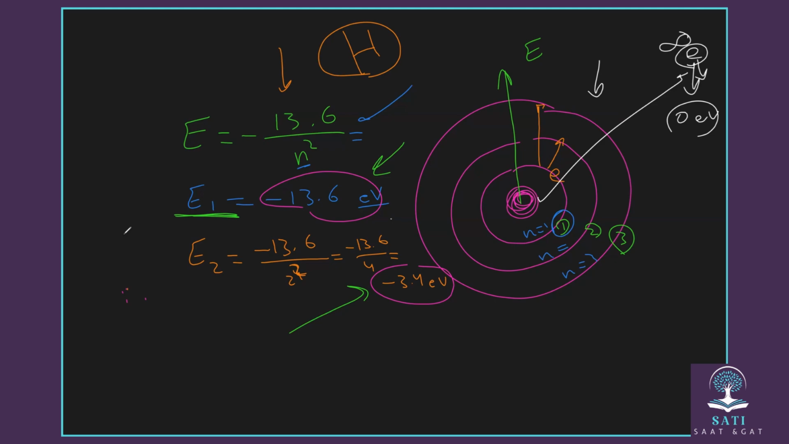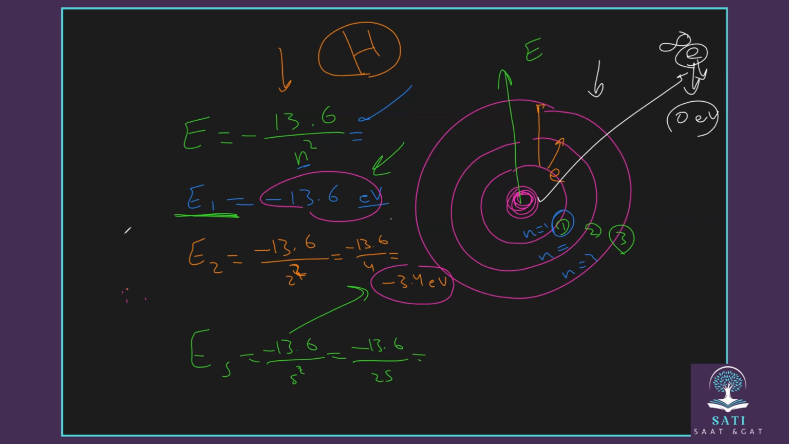But when it is in the second level, it needs 3.4. Okay, what about if it is on the fifth level? For the fifth level, it's going to be negative 13.6 over 5 squared. 5 squared, that is 25. So it's going to be negative 13.6 over 5 squared, which equals 25.